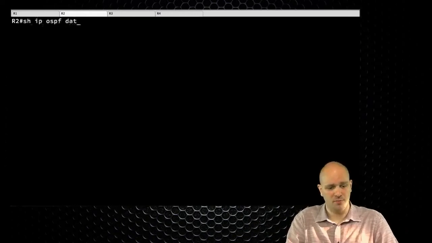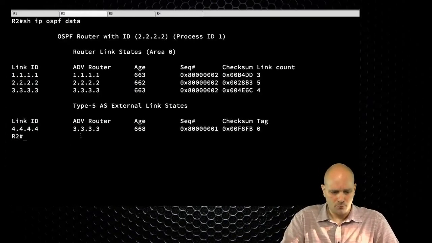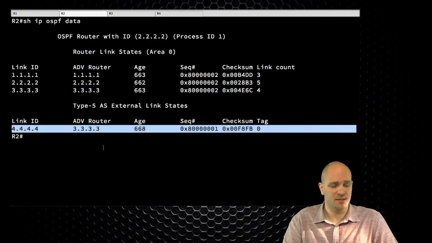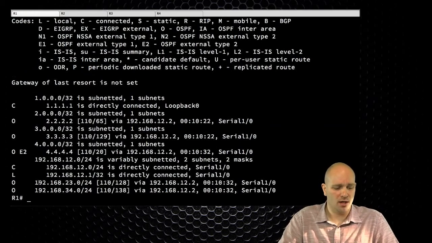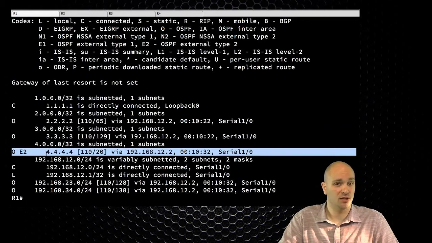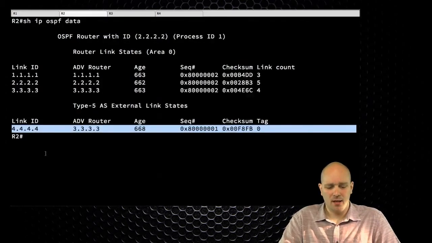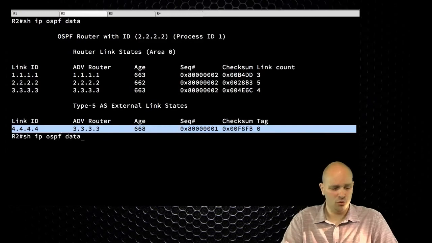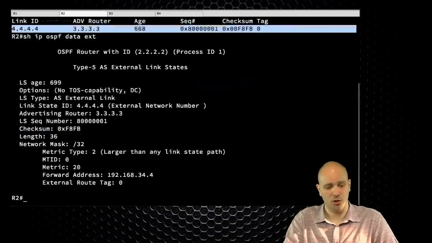So if I do show ip ospf database on R2, I am going to see the LSA in the OSPF database. Now, this is something that I expected to see, because how else would R1 get this route if R2 didn't flood this LSA to it? But what is preventing this LSA on R2 from going into the routing table? To answer that question, I actually have to take a look a little bit deeper into this LSA. So if I do show ip ospf database external, this is the LSA that I'm seeing.